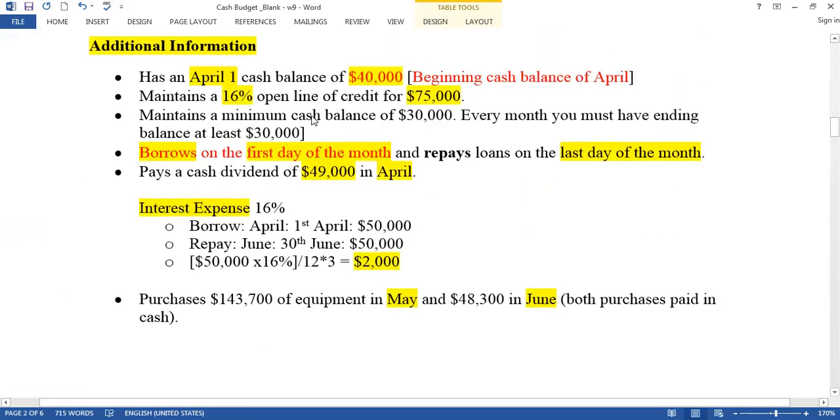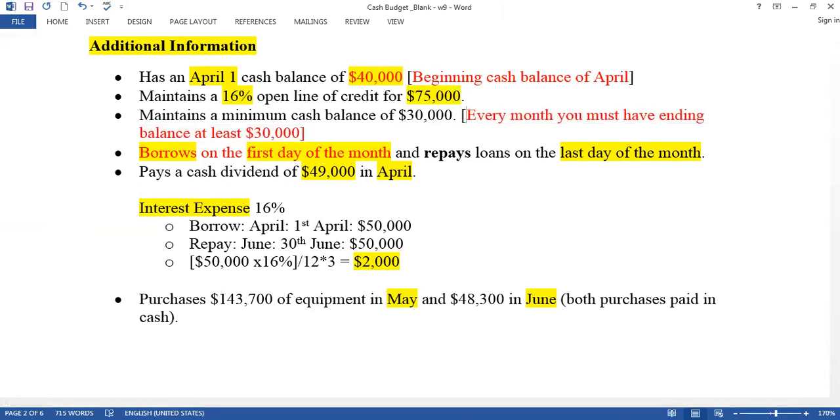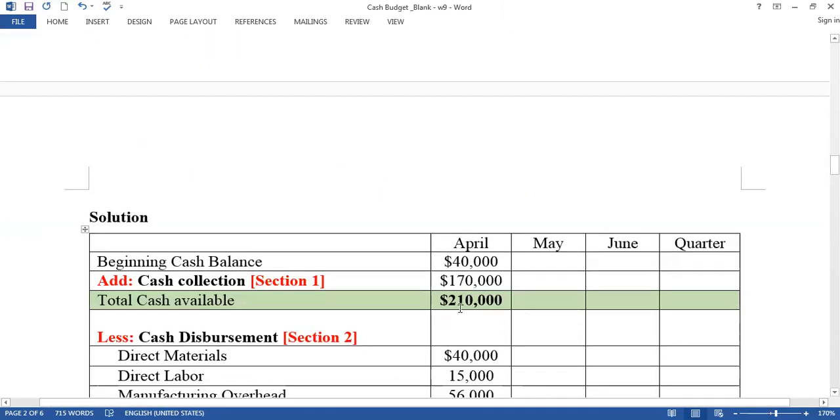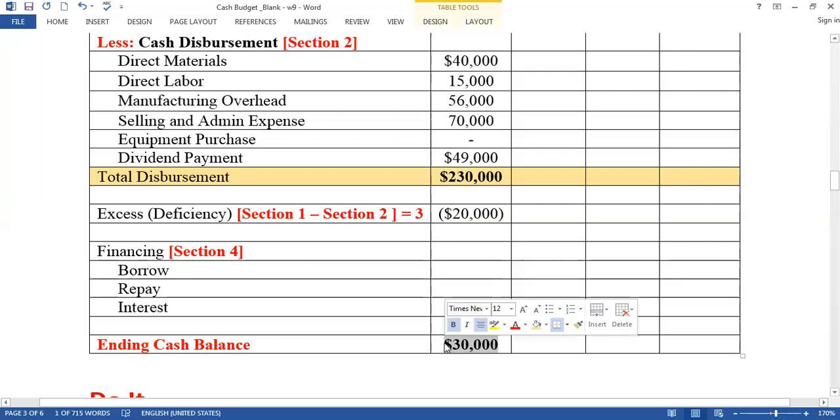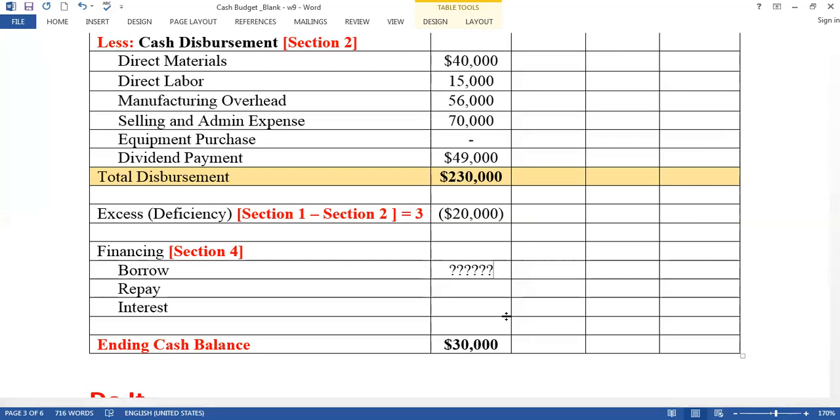The minimum, maintain a minimum cash balance. That means every month you must have an ending balance of at least $30,000. So at the end of April, you must have this money in your hand. Now, how much money do you have to borrow here? This is the borrowing cell. How much money do you have to borrow from a bank today? 30, 20, or 50? $50,000, right?